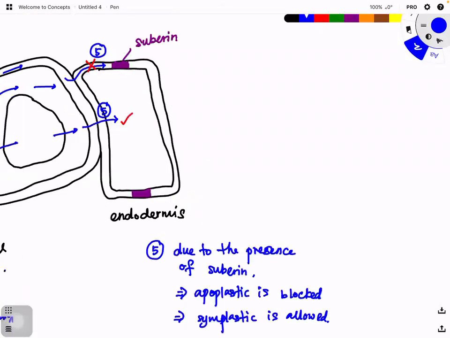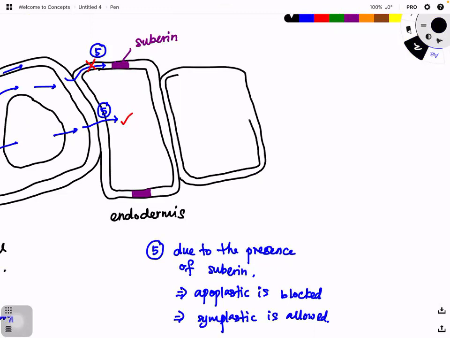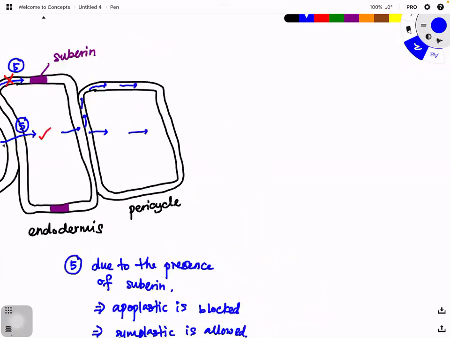So after the endodermis, you do have the pericycle cells. So this one is the pericycle. When water from the endodermis enters, it can continue with the apoplast or symplast pathway, it doesn't matter now. Okay, because we have already controlled what kind of ions can pass through.